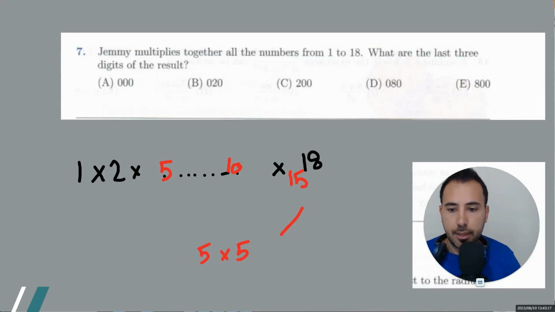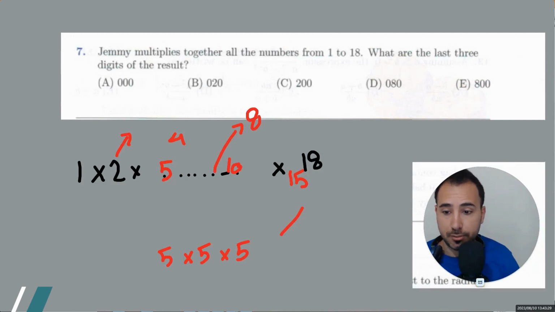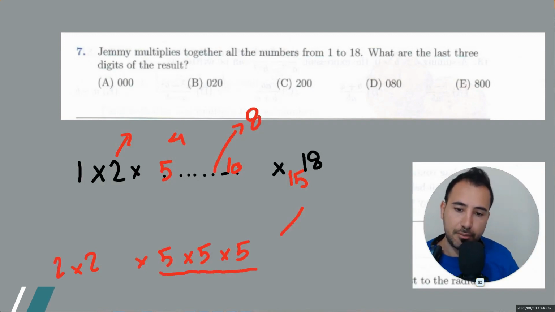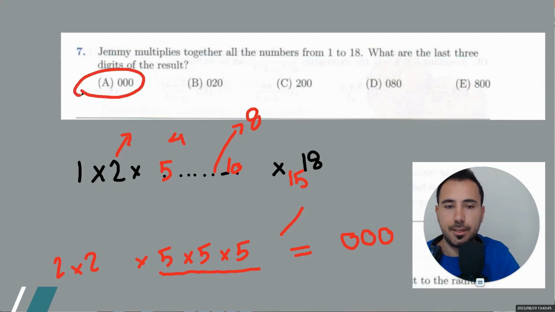And do we have at least 3 2's? Obviously. 2 is here, 4 will give us additional 2's, 8 will give us another 3. So there are a lot of 2's over here. But maybe 2 to the power of 15, I don't know, I didn't count. But we'll have 3 5's, so the last digits will definitely have 3 zeros at the end. Okay, so it's going to be A.